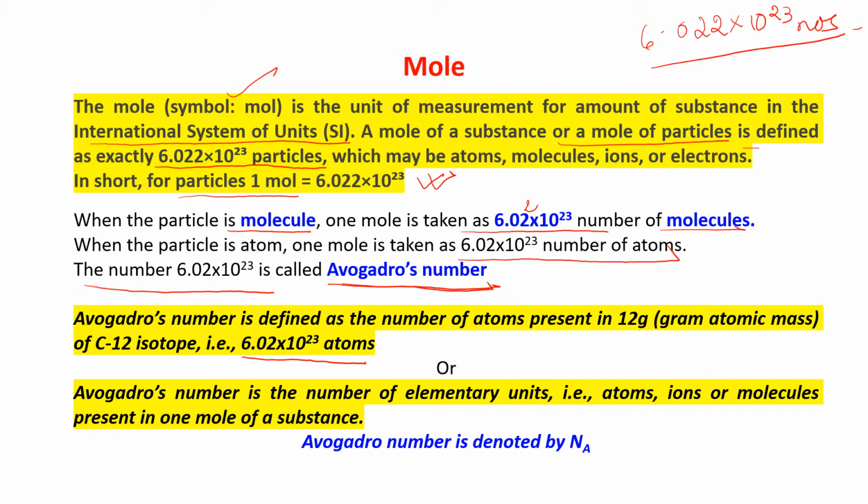Or Avogadro number is the number of elementary units, that is atoms, ions, molecules, present in 1 mole of the substance. That means 1 mole of the substance contains 6.022 into 10 to the power 23 particles. That particular number is known as Avogadro number, and it is denoted by Na.